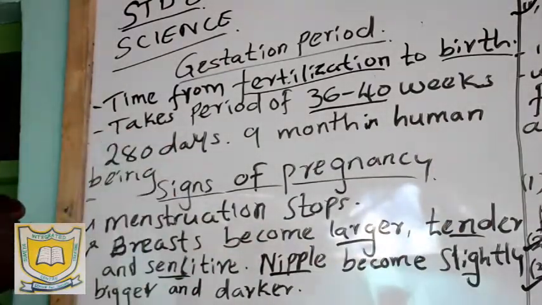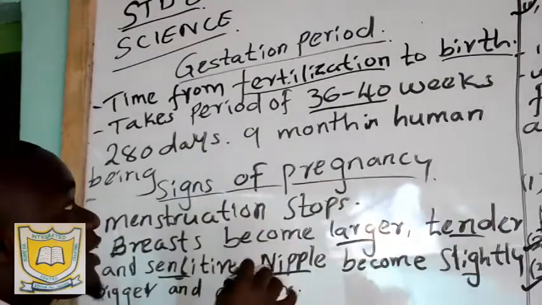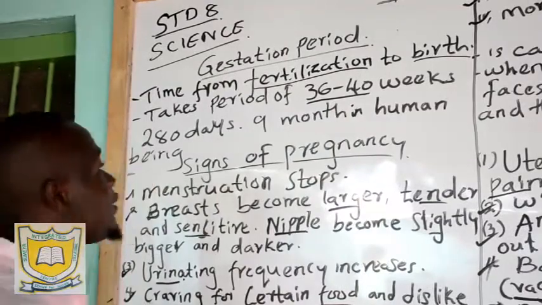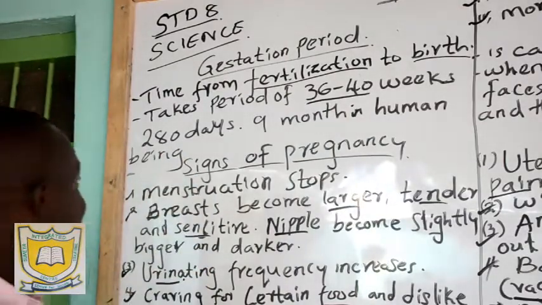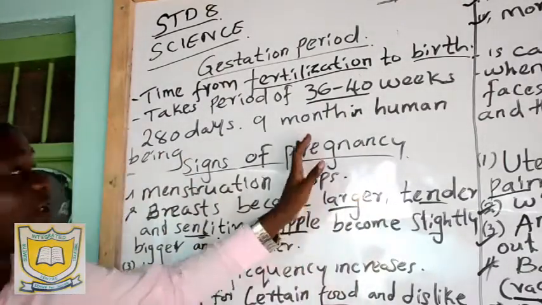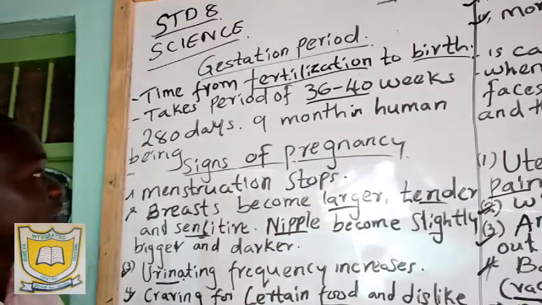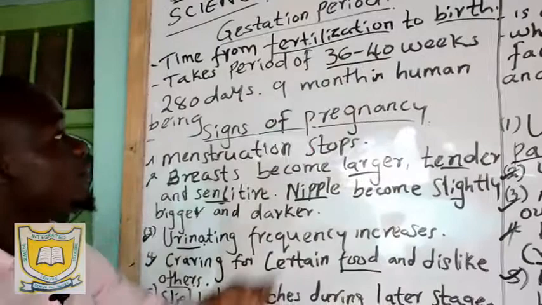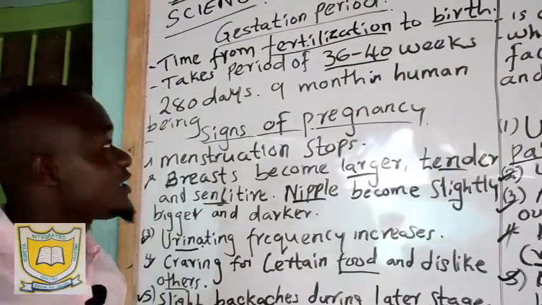Now, it takes a period, that is the time taken. How long does gestation period take? It takes 36 to 40 weeks, or we talk of 280 days, or we say 9 months in human beings. Other animals have their own number of days or weeks or months that are taken.